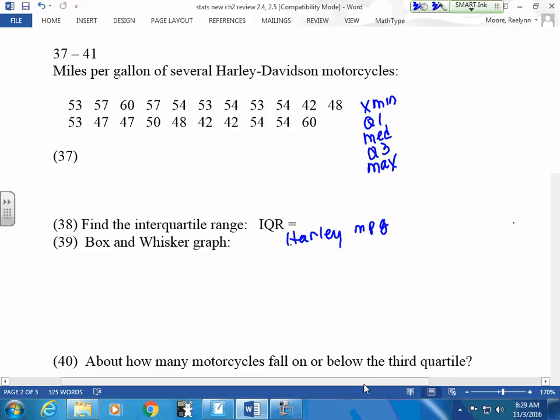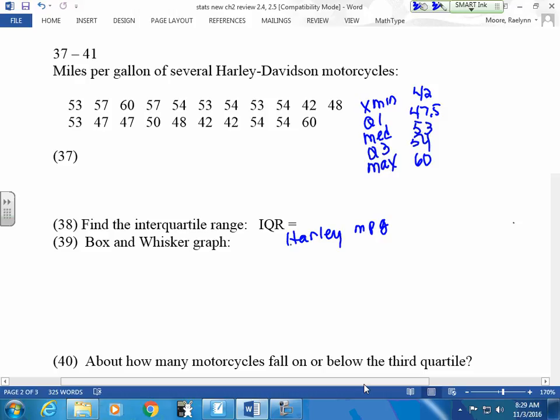Everybody come up with a min? 42, a quartile 1. Everybody getting these? A median? Quartile 3? And a max. Good. Everybody can find these.